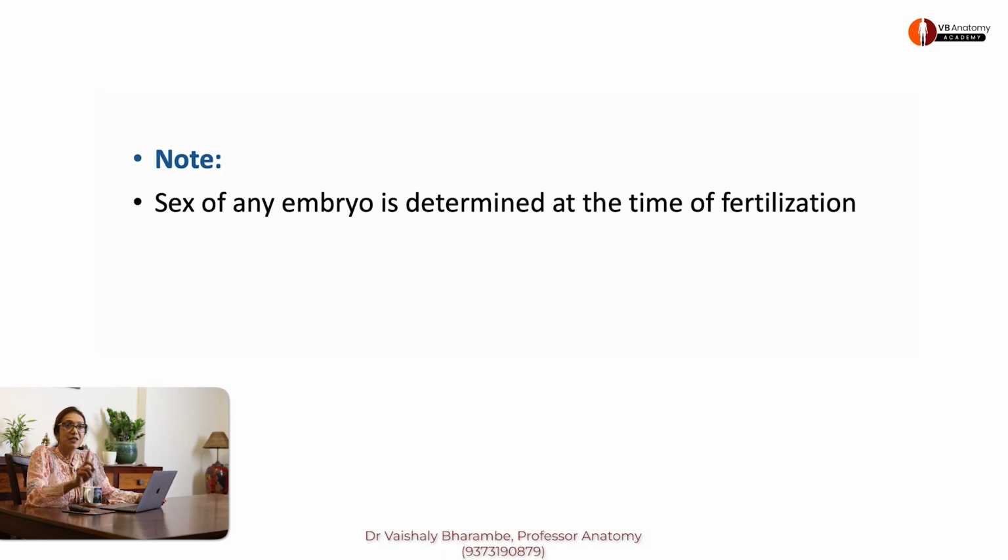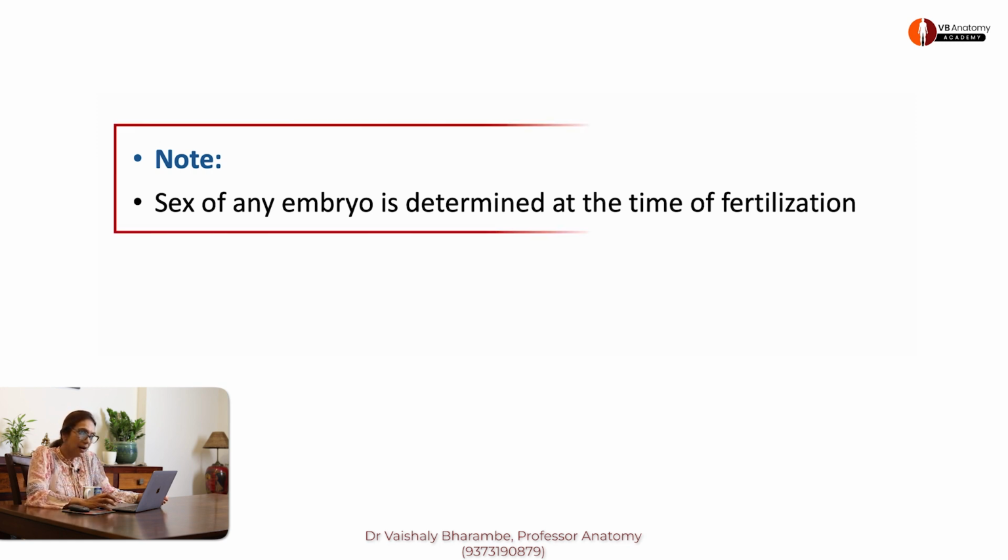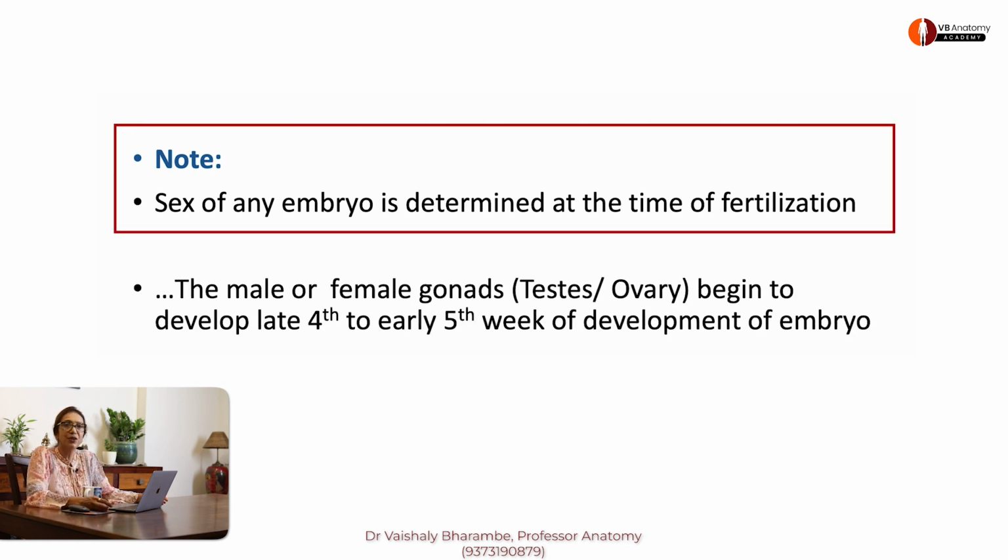Right. Just remember one thing before we go ahead. The sex of the child is determined at the time of fertilization. That cannot be changed. But at around the 4th week of intrauterine life, finally, the development of the gonad, which is the testis, begins. So the gender of the child is already determined, but the actual physical evidence of it begins to develop around the 4th week of intrauterine life.